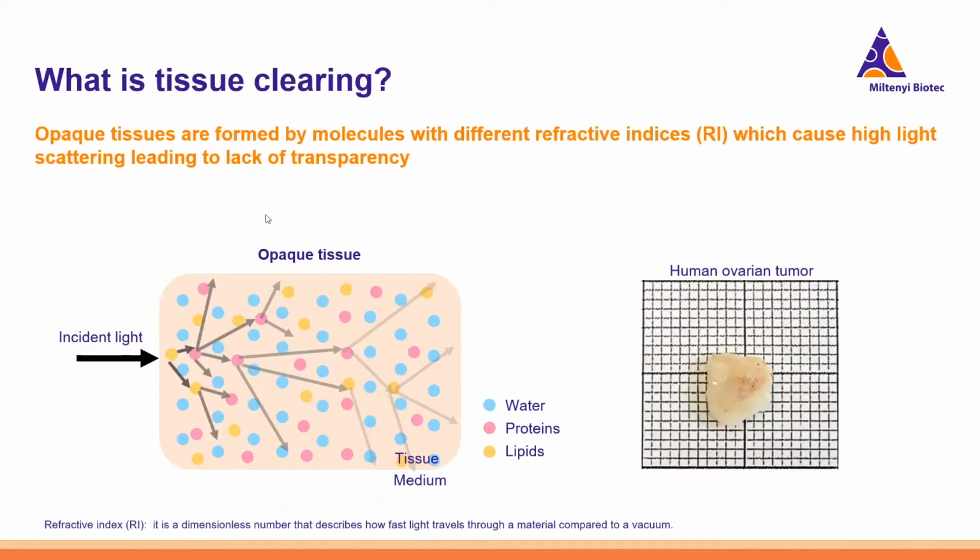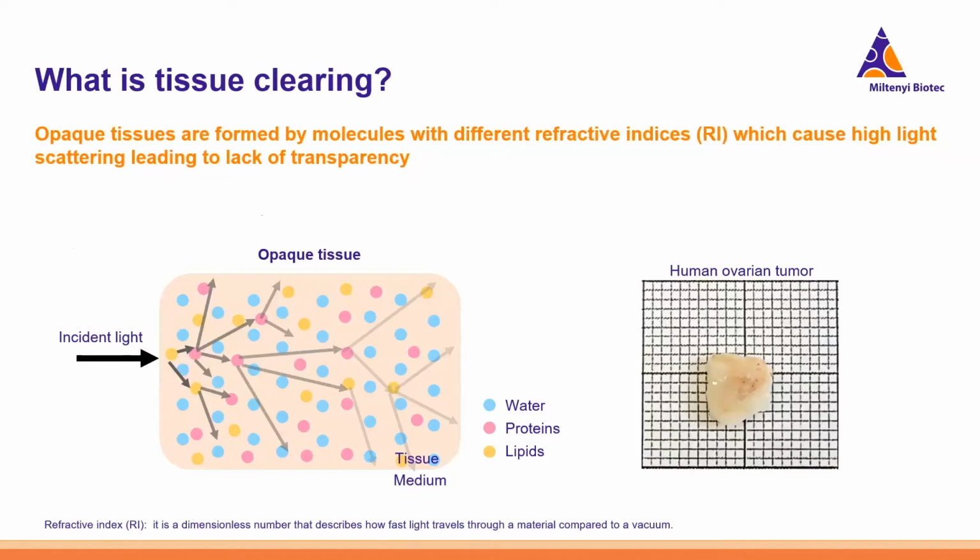This is visualized here in this very simplified model. We have here an opaque tissue, such as this human ovarian tumor you see. Incident light is shining on it, and it hits a lot of different molecules. It can hit water molecules, proteins, lipids, and they all have different refractive indices. And this causes light scattering, refraction, and this in the end leads to the fact that the light cannot shine through because it's scattered through the whole tissue.